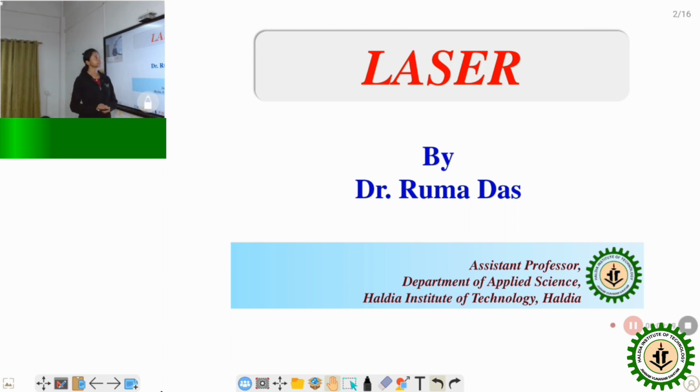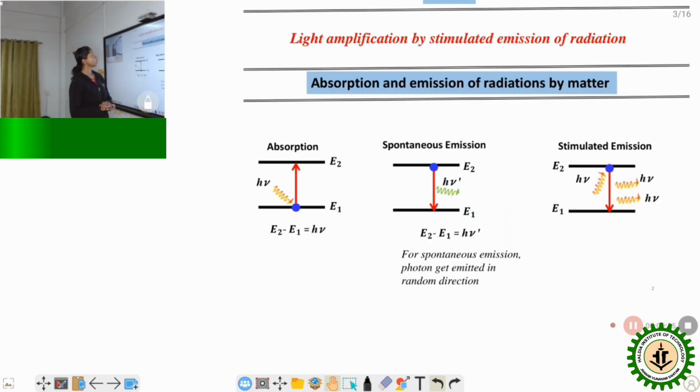Today I am going to present laser, the characteristics of laser, the working principle of laser and the application of laser. So first we need to know the full form of laser. The full form of laser is light amplification by stimulated emission of radiation. So it's very simple: light will be amplified. How? By stimulated emission of radiation.